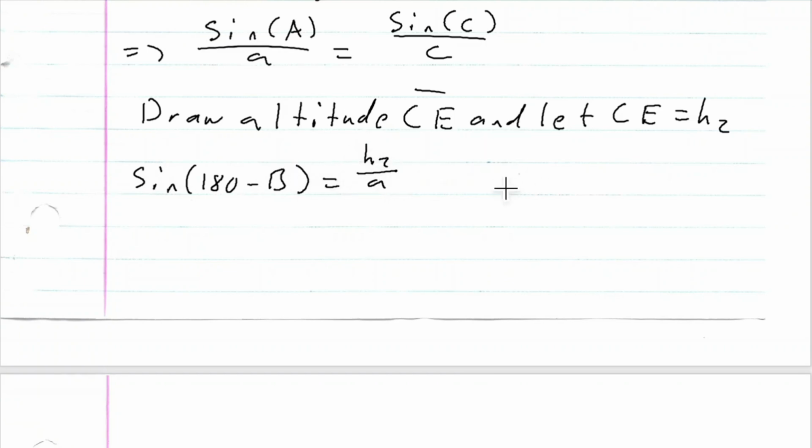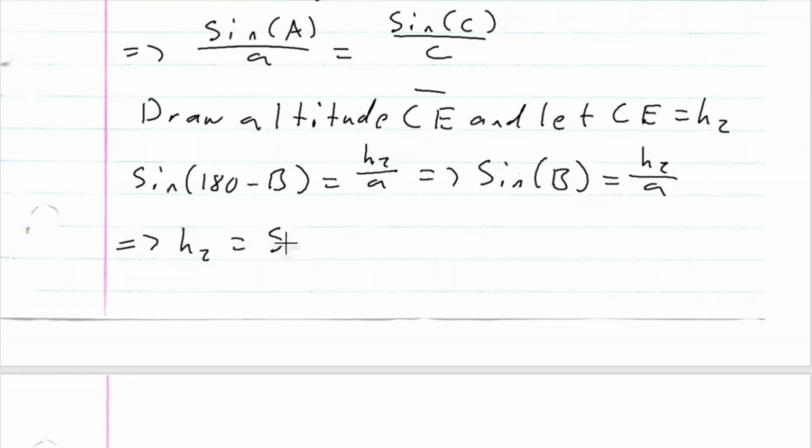All right, and in a previous video, we proved that sine of 180 minus B is the same thing as sine of B. So this implies that sine of B is equal to h2 over a. Now multiplying both sides of the equation by a, we get h2 is equal to, I just need to put the a in front first, it'll be a times sine of B.